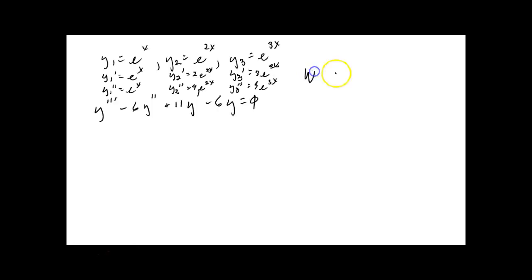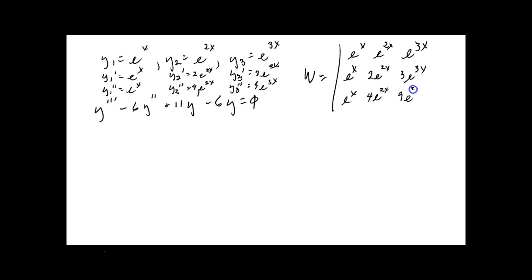So what's your Wronskian? You tell me. First row: e to the x, e to the 2x, e to the 3x. Okay, she did the hard part. Next: e to the x, 2e to the 2x, 3e to the 3x. Next: e to the x, 4e to the 2x, 9e to the 3x.